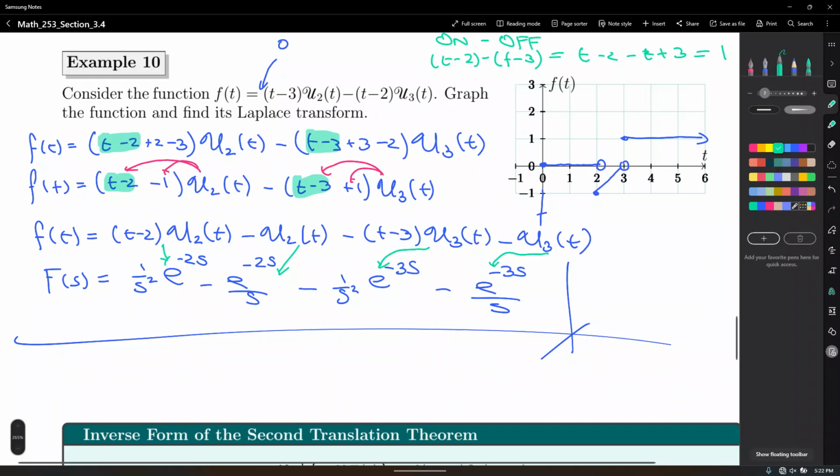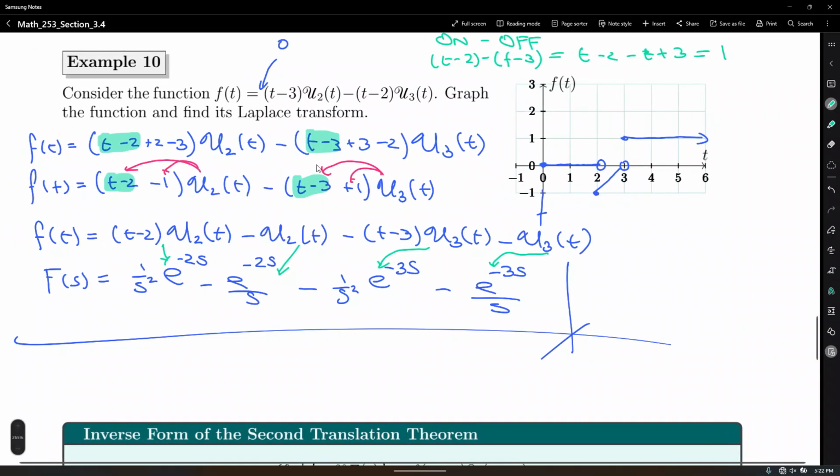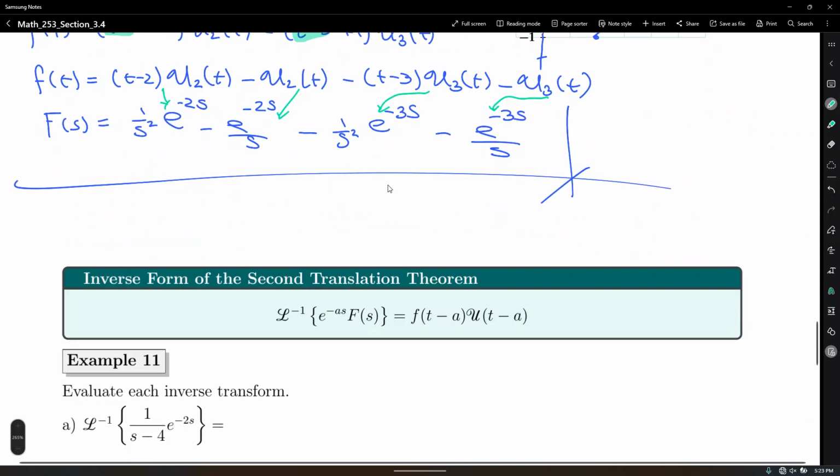Okay, so we're done finding transforms of unit step functions. Yes, we did quite a number of examples because these are a bit tricky to do, a bit tricky to grasp. Now let's do the inverse transform using the second translation theorem.